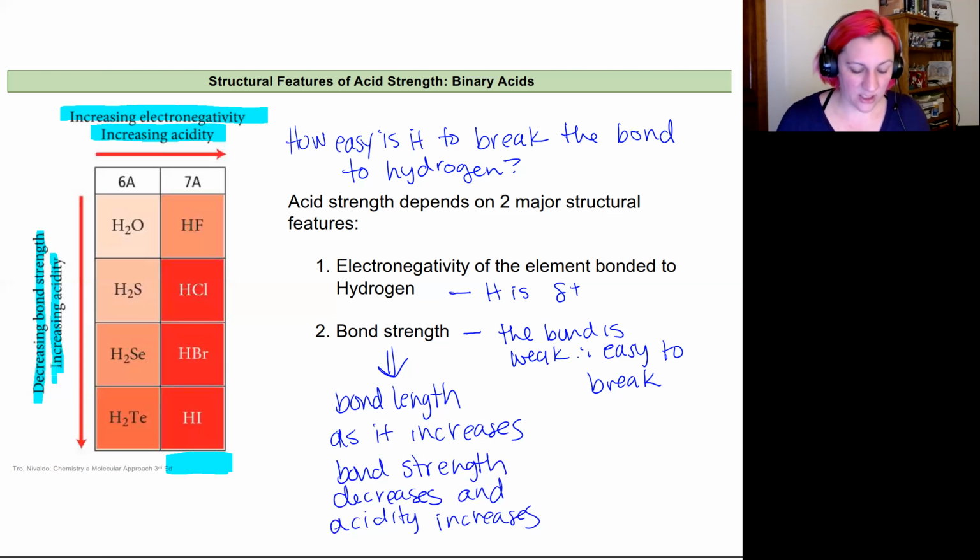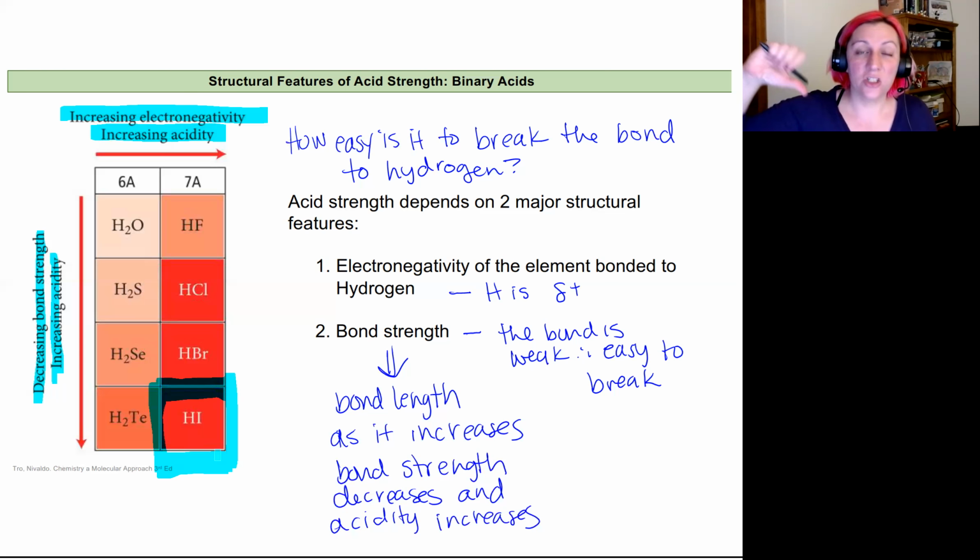And that's going to lead to an increase in acidity, which means of these binary acids we have here, which are arranged in terms of where the non-hydrogen elements are in the periodic table, the one that is going to be the strongest is this hydroiodic acid. So electronegativity increases going across the periodic table. Iodine is not that electronegative though, but it's so large that it actually has a much weaker bond to that hydrogen, and so it's easier to break.